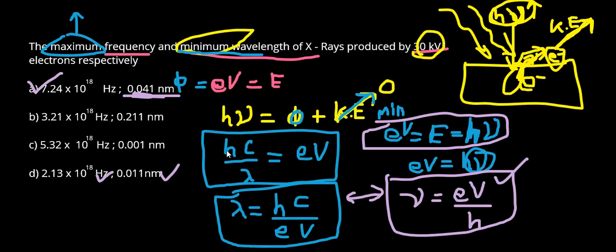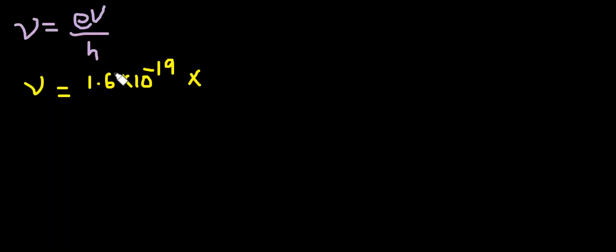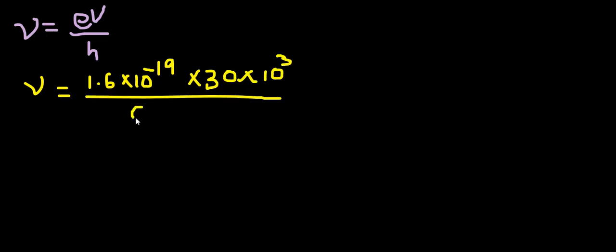So mu, that is frequency, the value of electron charge is equal to 1.6 into 10 power minus 19 coulombs, into the voltage provided as per the question. As per the question it is 30 kilovolt. So kilo means 10 power 3. So 30 into 10 power 3 voltage, since it is in kilo. By Planck's constant, 6.6 into 10 power minus 34.